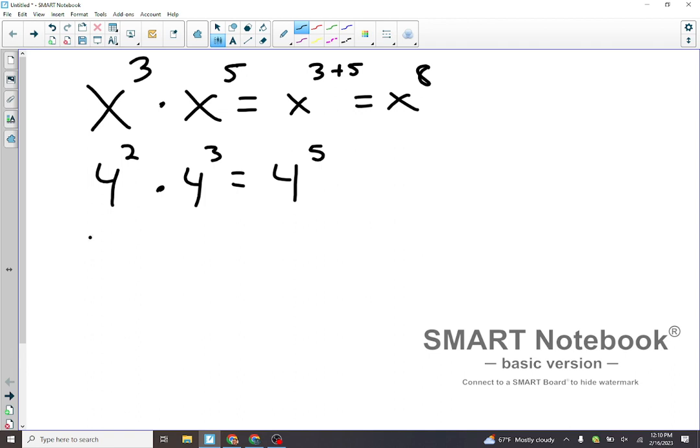So for example, if it's 3 to the second times 4 to the third, in this case, 3 and 4 cannot interact because 3 is different than 4. So what we're going to do is just do the math. We do 3 times 3, which is 9, and times that 4 times 4 times 4, which is 64.